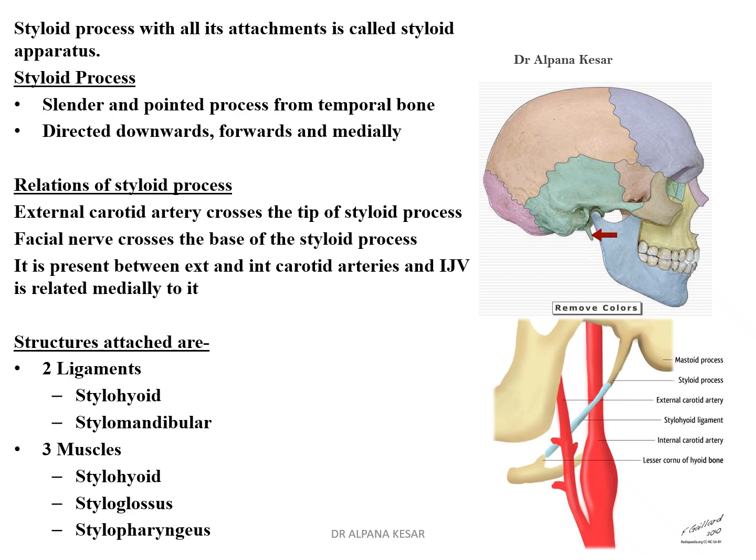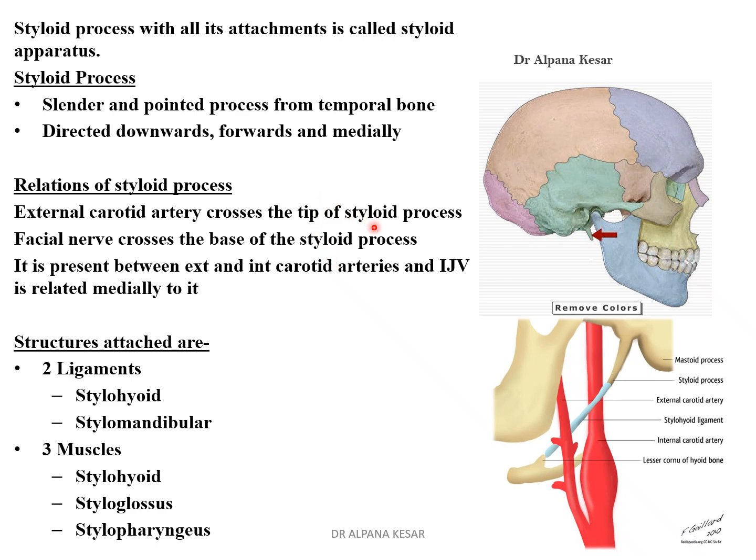Styloid process with all its attachments is known as styloid apparatus. This is the styloid process. It is a cylindrical pointed process arising from the temporal bone. It is directed downwards, forwards and medially. Relations of the styloid process.